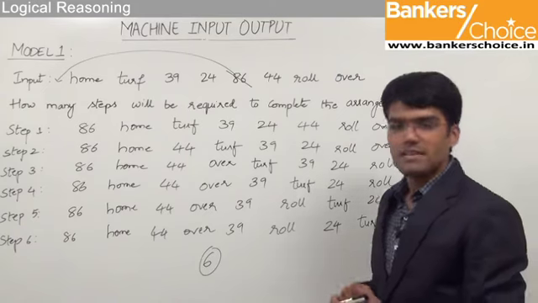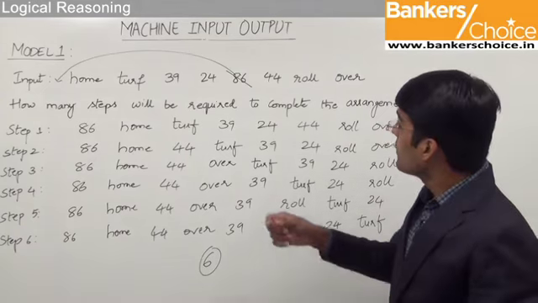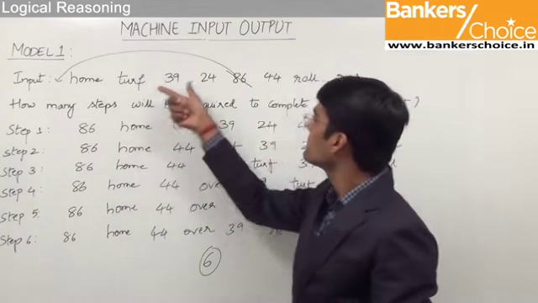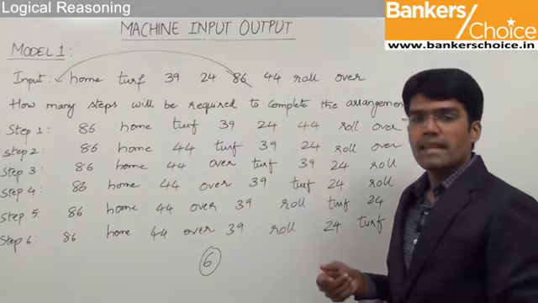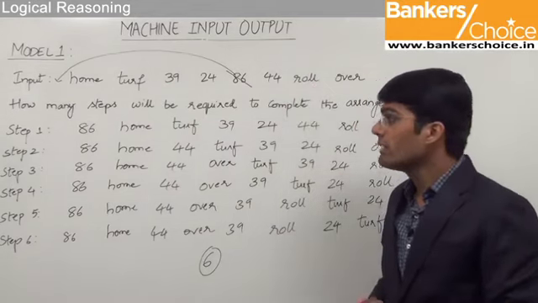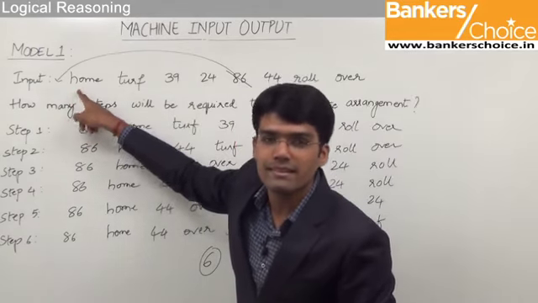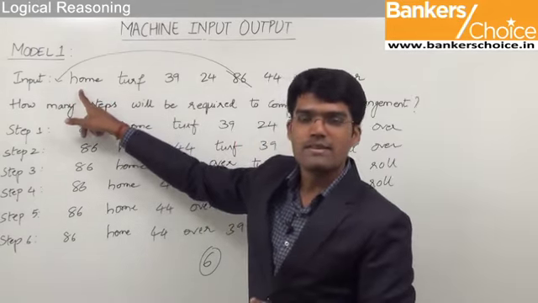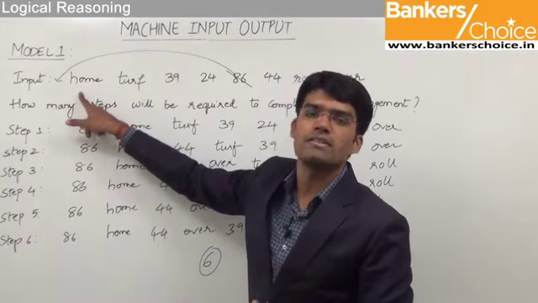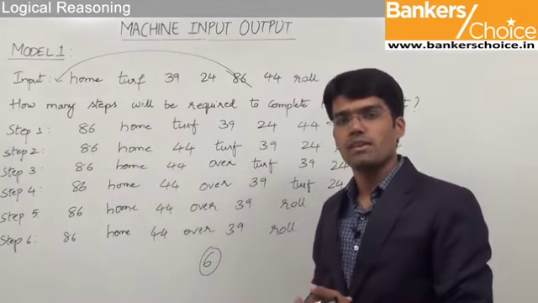Now after 86 we need to have a word, and that word should be one among home, turf, roll over. And since we are following the alphabetical order, the word which should come after 86 should be home. And as we can see here, it is already in the correct place. So let us not disturb home and just move on to the third position.